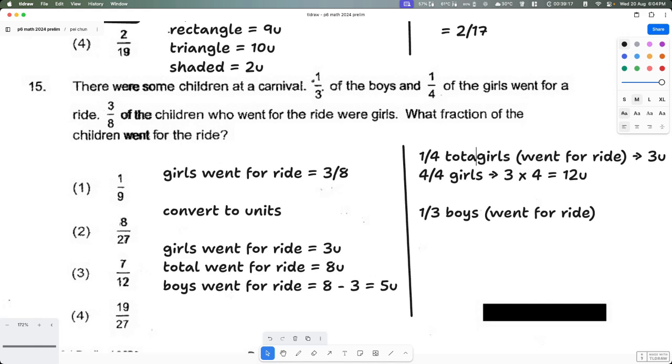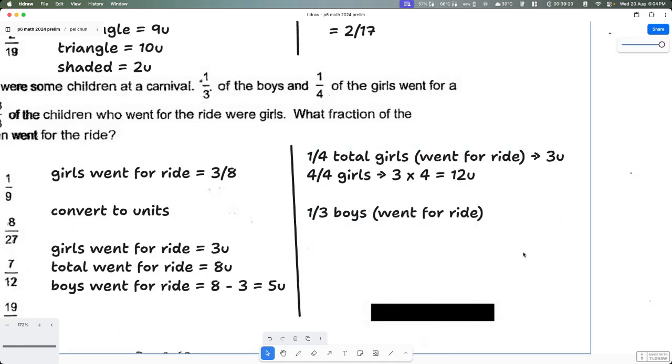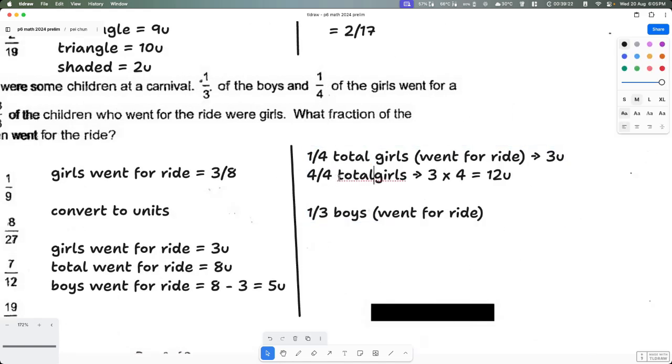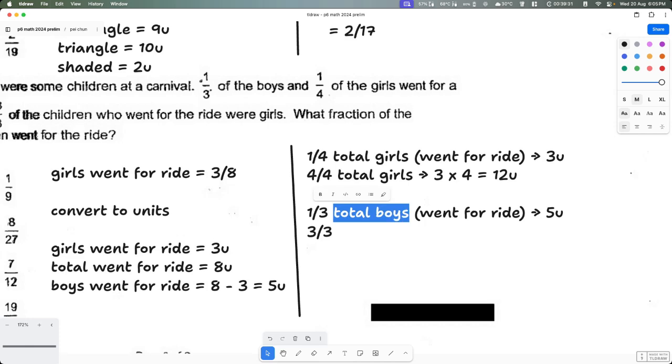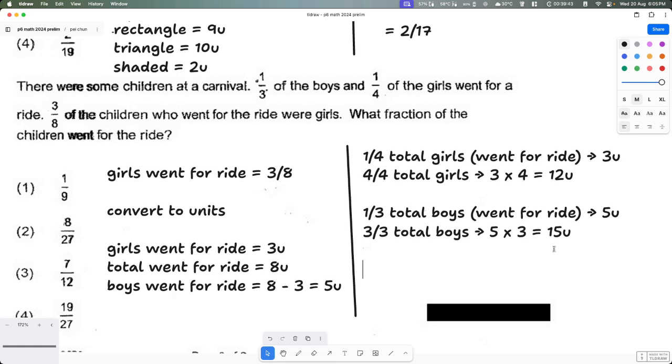I'll say total, easier. So one third went for a ride, which is 5 units, and then 3 out of 3 total boys is basically 5 times 3, 15 units. So what fraction went for the ride? Basically total children is equal to 12 plus 15, which is 27.